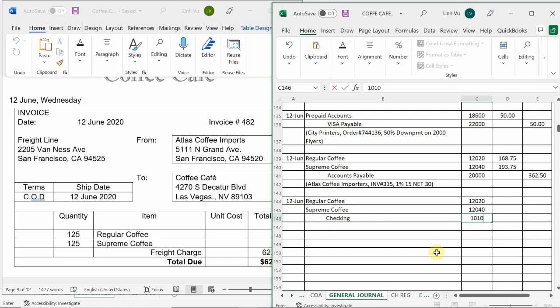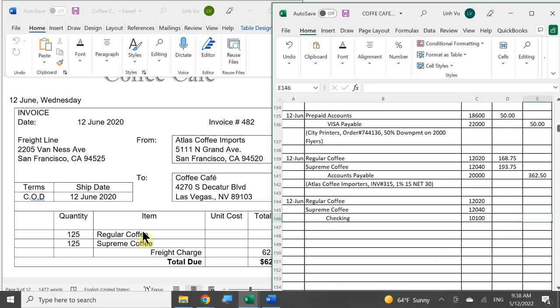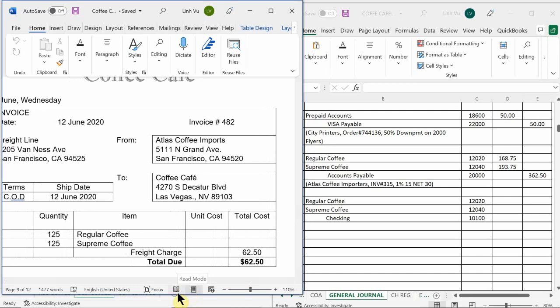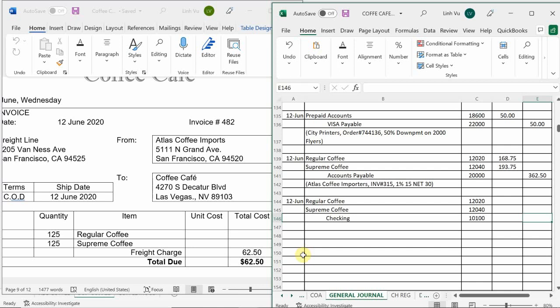So checking was 10-100. Now, if I have to make a payment for $62.50, how would I split this shipment cost? If I have to put a portion of it to regular coffee and a portion of it to Supreme coffee, how would I split this?